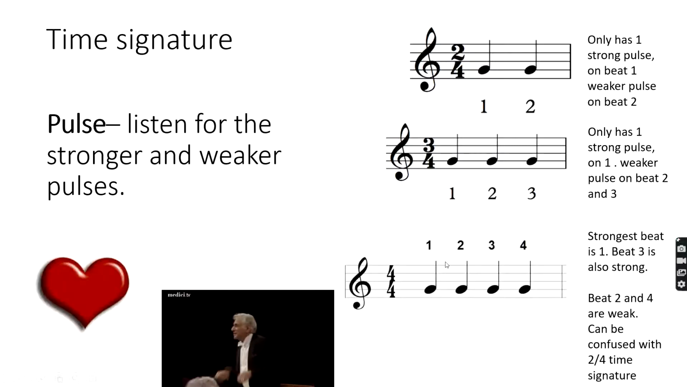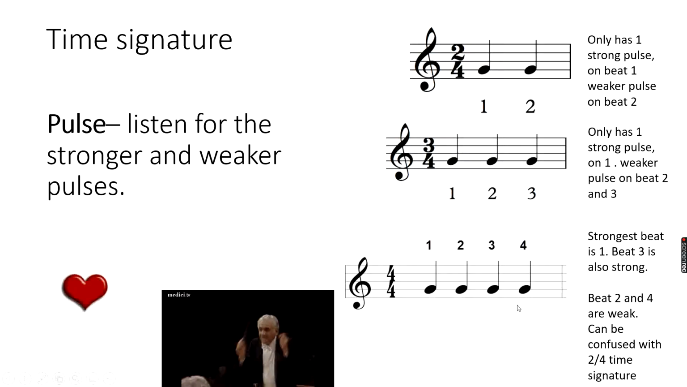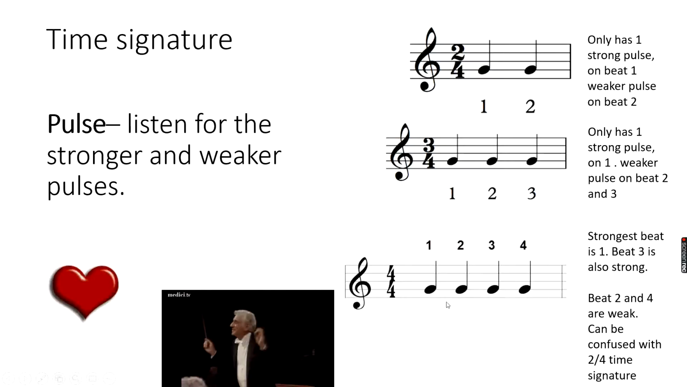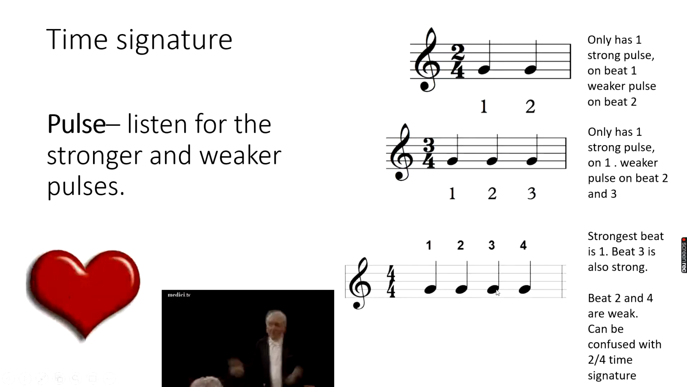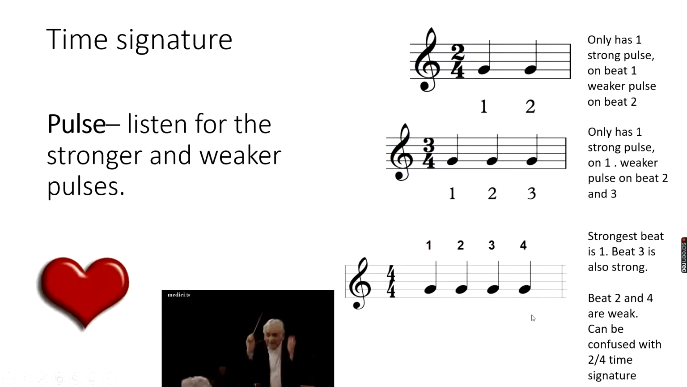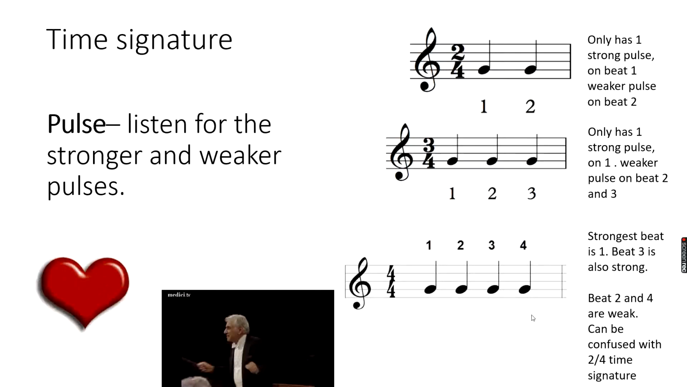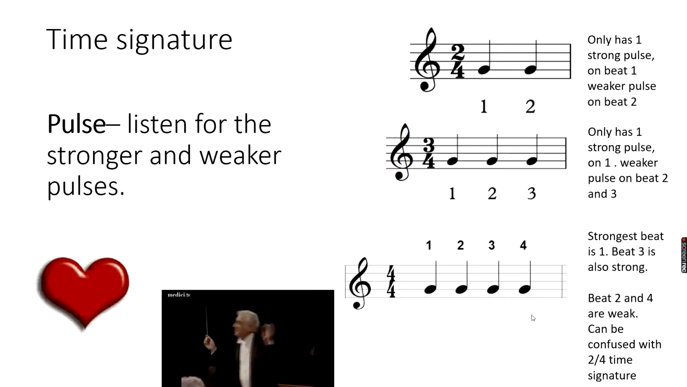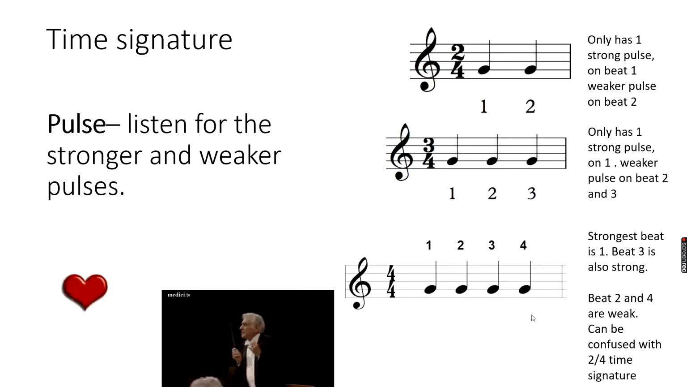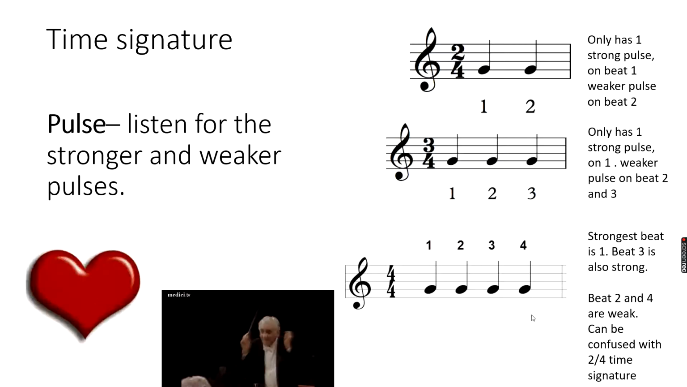We also have 4/4. This means we have 4 crotchet beats in a bar. The strongest beat is beat 1, and beat 3 is also strong. Beats 2 and 4 are weak. Now this can often be confused with 2/4, so don't worry if in your exam you put 4/4, because quite often they will accept it even though it is 2/4, because it is tricky to differentiate. So here is 4/4. 1, 2, 3, 4, 1, 2, 3, 4.